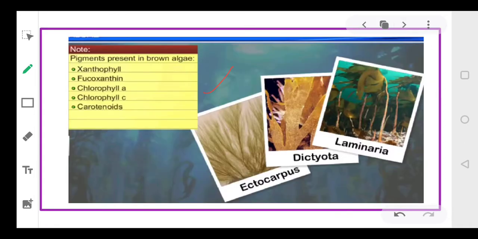Now in brown algae, there are various pigments present. They contain xanthophylls, fucoxanthin, chlorophyll A, chlorophyll C, and carotenoids. In comparison to the Chlorophyceae, where only chlorophyll A and B are present, in brown algae various pigments are present, and that is why they vary in color from olive green to shades of brown, depending upon the pigments present.